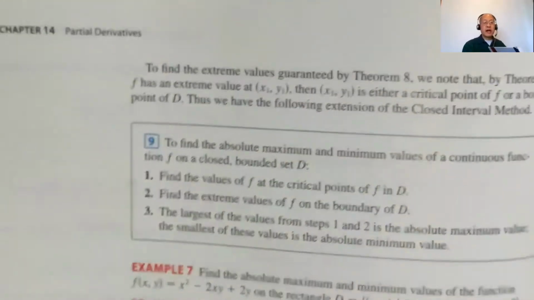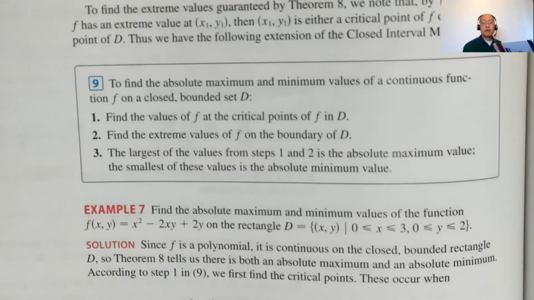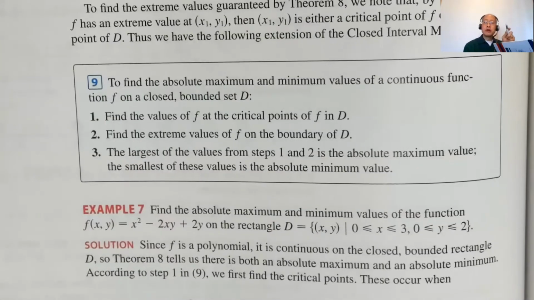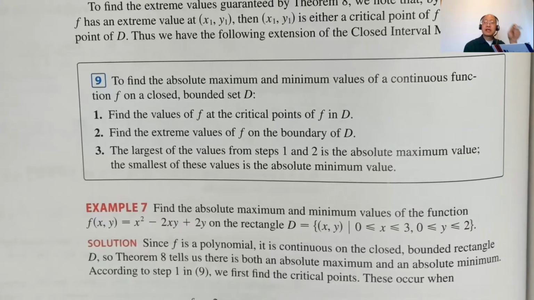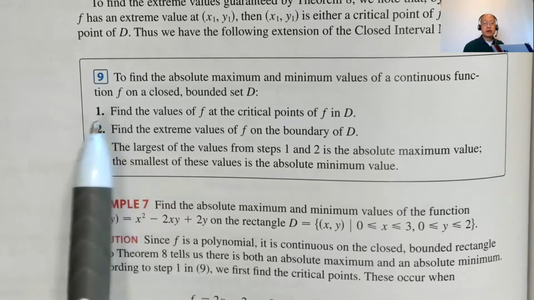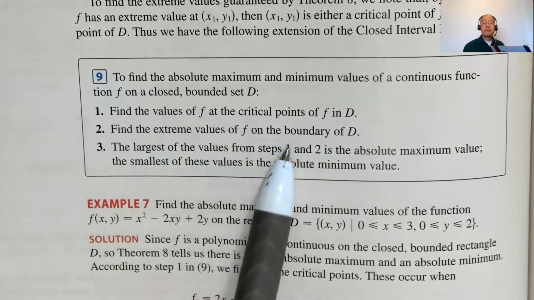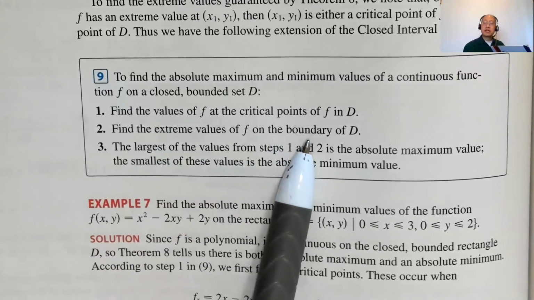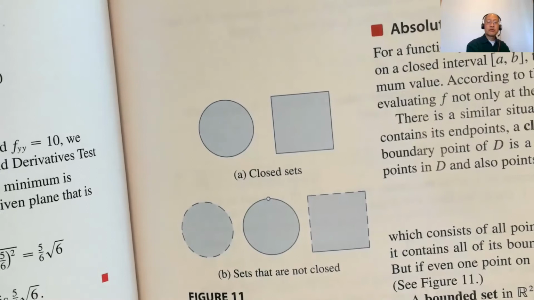And the technique for doing that is on page 966. You may recall in Calc 1, if you had a closed interval, you check for critical points inside, but you also have to check the boundary points, the two endpoints. Something similar happens here. Find the value of f at the critical points, and find the extreme values on the boundary. Unfortunately, the boundary is not necessarily 2 points. The boundary might be an infinite set. In fact, normally it is an infinite set, like that square or that circle.